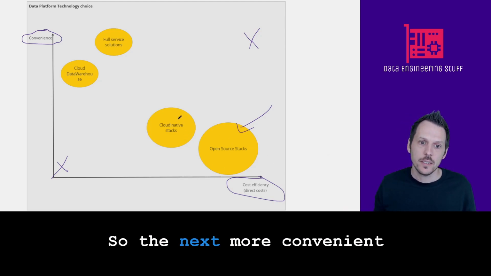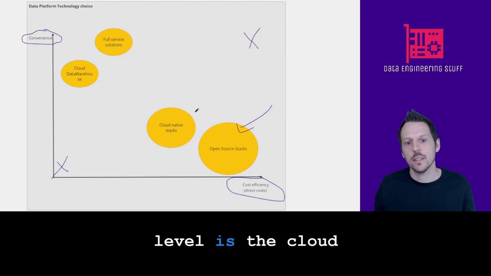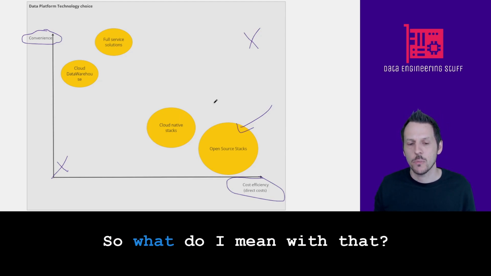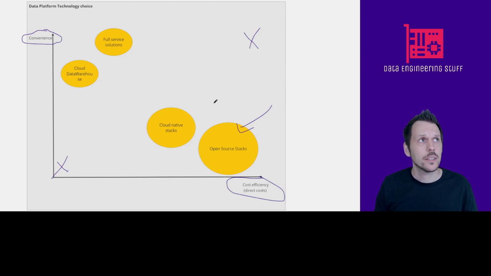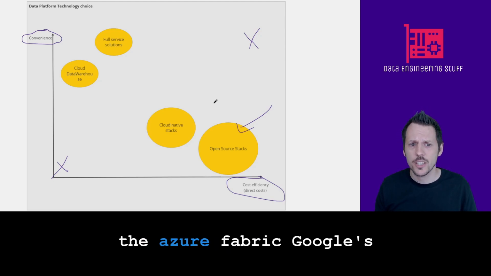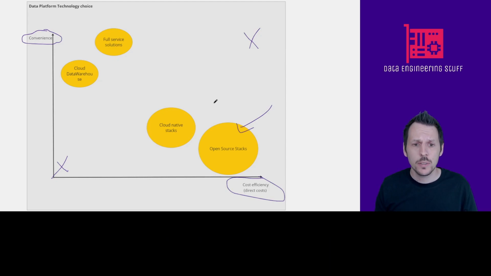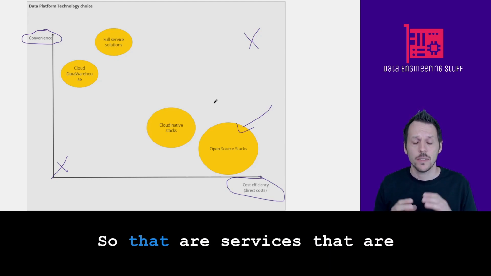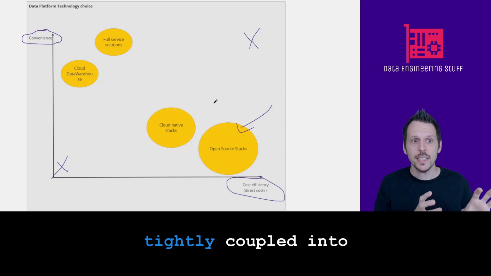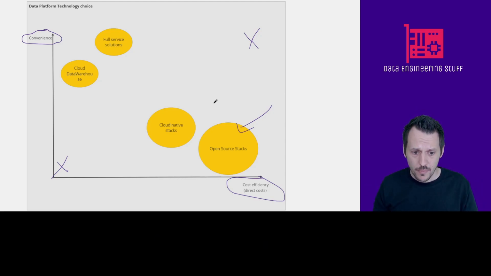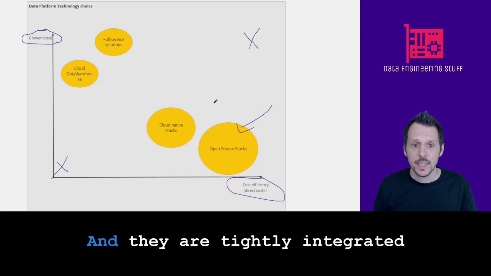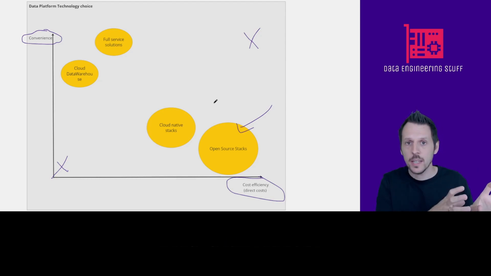So the next more convenient level is the cloud native stacks. So what do I mean with that? I'm talking about the AWS Glue, the Data Factory, Azure Fabric, Google's BigQuery, stuff like that. So those are services that are tightly coupled into the ecosystem of one hyperscaler, and they are tightly integrated in each other within each hyperscaler.